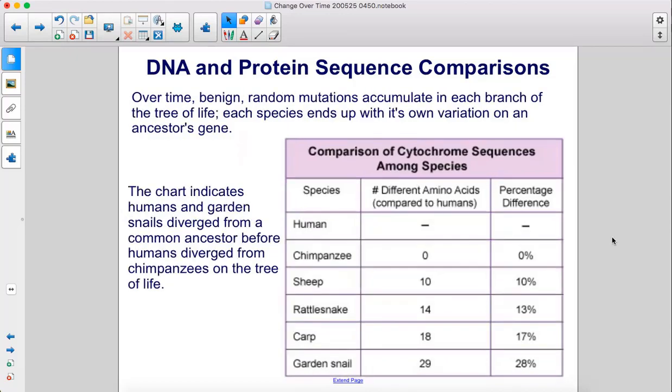Over time, benign, random mutations accumulate in each branch of the tree of life. Each species ends up with its own variation on an ancestor's gene. The chart indicates humans and garden snails diverged from a common ancestor before humans diverged from chimpanzees on the tree of life.